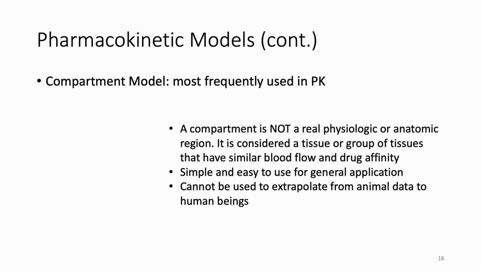The most commonly used model to calculate and predict the drug concentration is the compartment model. This compartment model is not a real physiologic or anatomic region. It's totally based on mass. It's considered a tissue or group of tissues that have similar blood flow and drug affinity. It's very simple and easy to use for general application, and this model cannot be used to extrapolate from animal data to human beings. Everything in the compartment model is constructed using the mass tool.